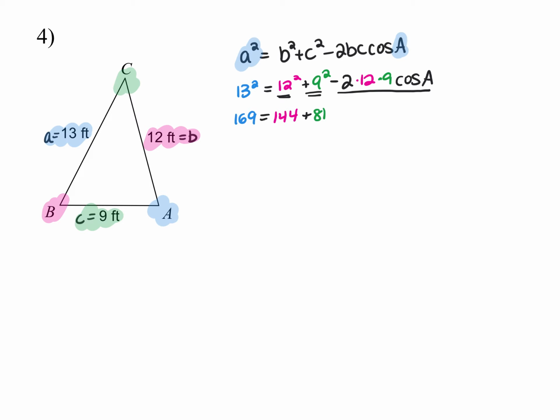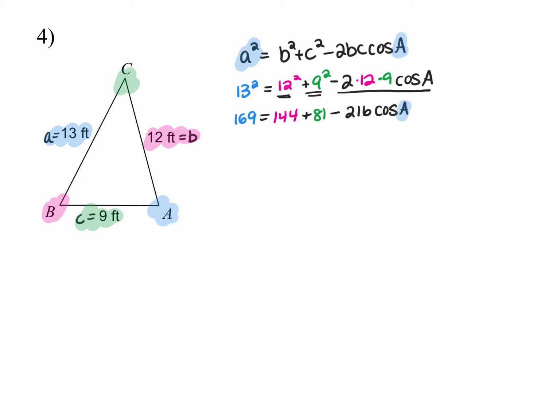Now I'm also going to do my multiplication. So I'm going to multiply 2 times 12 times 9, sorry, and I will get 216. So what I have is minus 216 times the cosine of A. Remember what we're solving for, right? We're solving for A. I eventually want to get this all by itself.